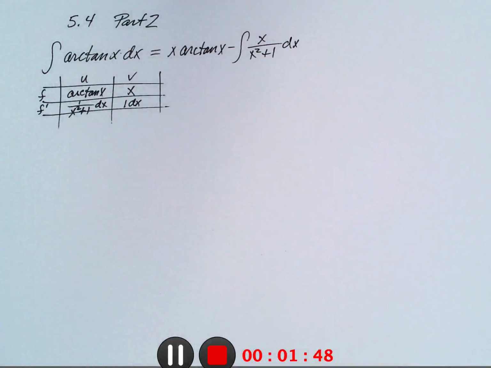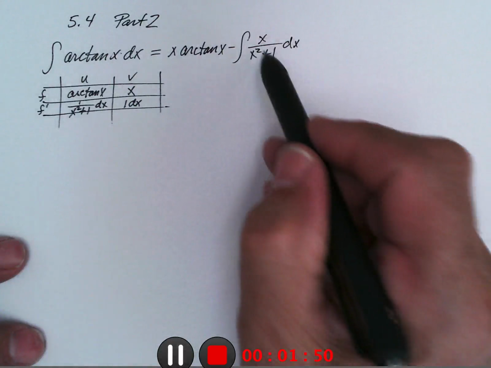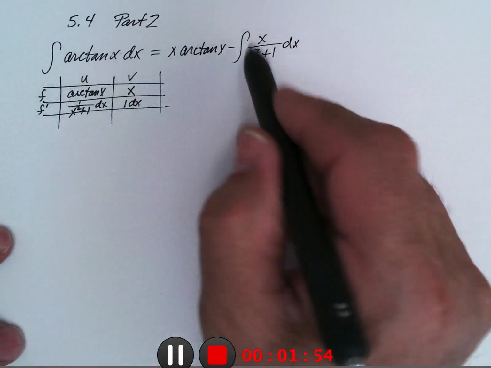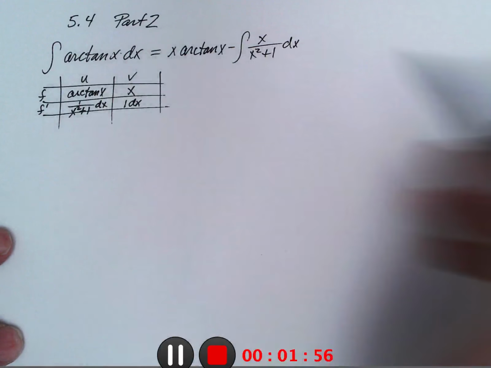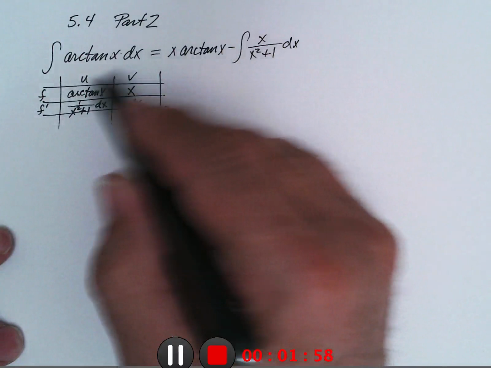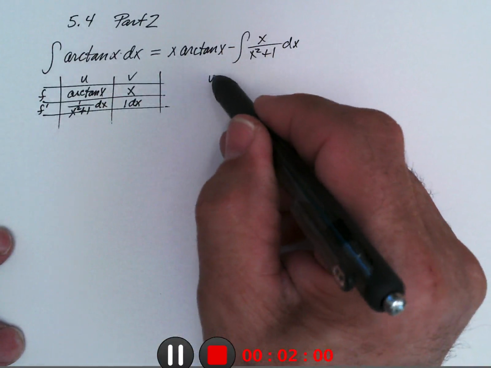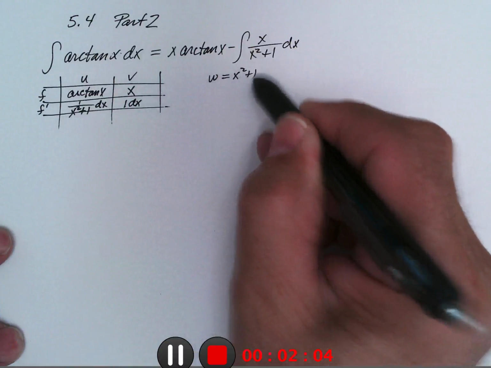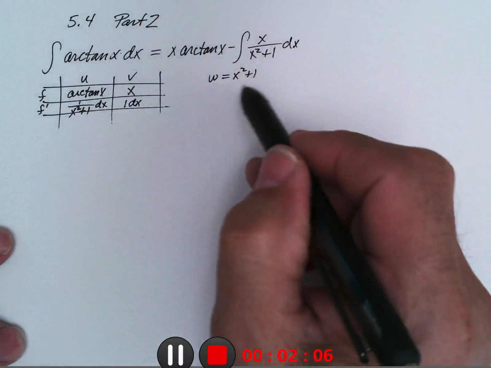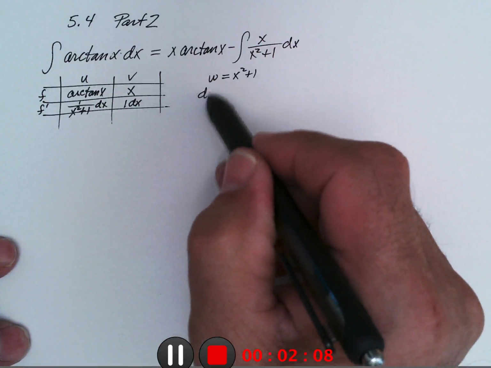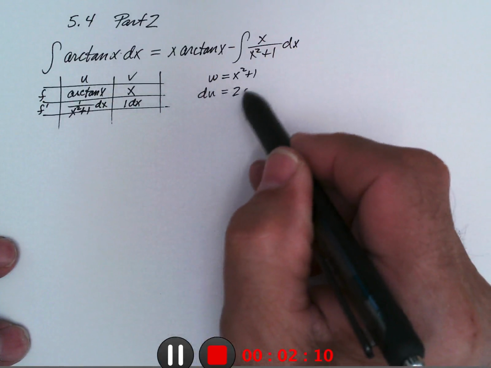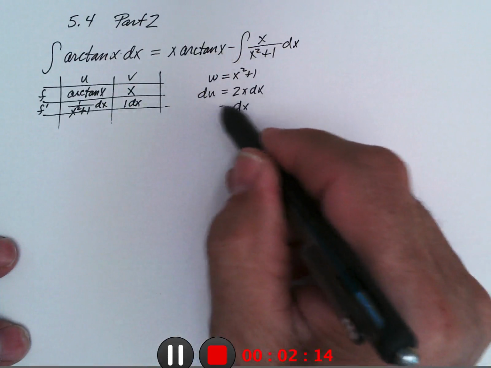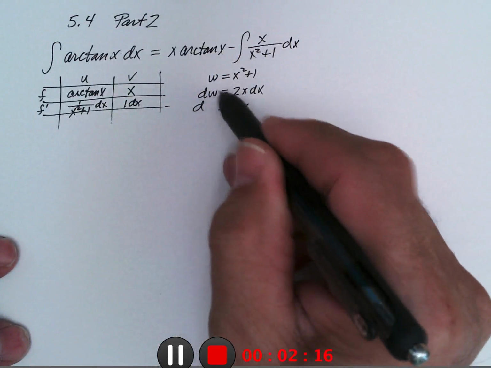Now that doesn't look like a real simple thing to integrate, but we've got to integrate this. But if you do a u sub, but we have a u over here, so I'm going to call it a w sub. I'm going to let w be x squared plus 1. The derivative would be dw equals 2x dx, and so dx would equal dw over 2x.